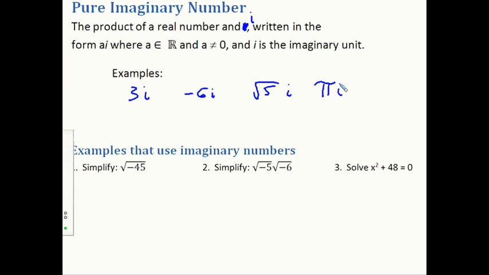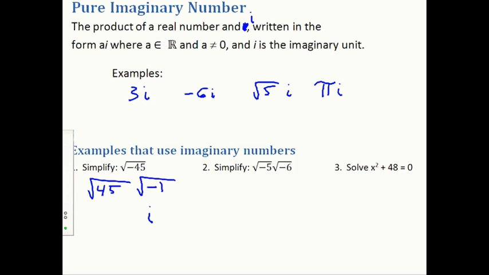So first thing, now we learned to simplify things like this in chapter 7. So we would be able to simplify the square root of 45 from chapter 7, but we have a negative square root of 45. So the first thing we do, and really the only new thing, is we're going to split this up into the square root of 45 times the square root of negative 1. Well, we know the square root of negative 1 is i.